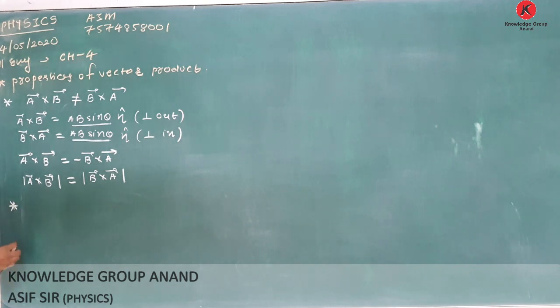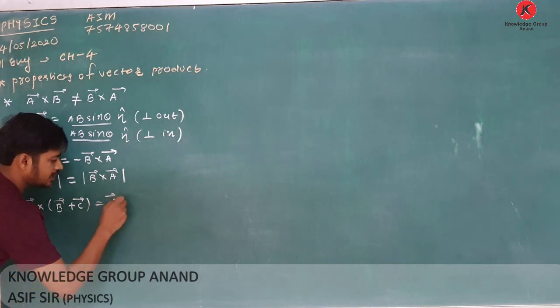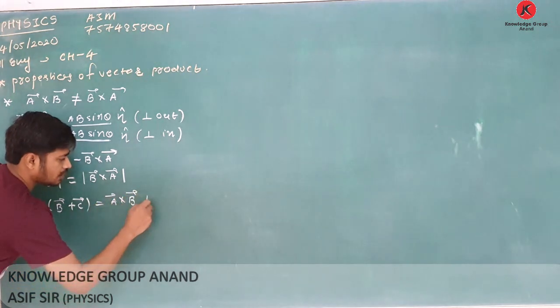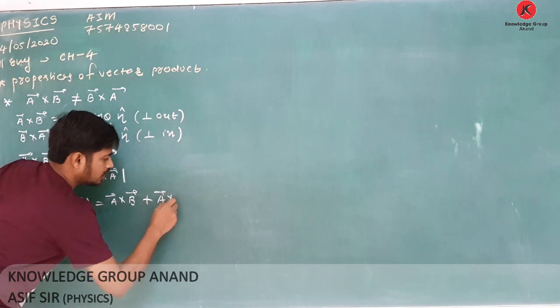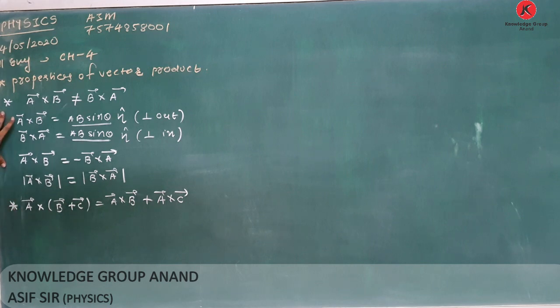Second property, the distributive law. If I have vector A cross B plus C, then I can write it as A cross B plus A cross C. So this is the distributive law, and we will accept this law directly. So, the commutative law, then the distributive law. Now the next one.